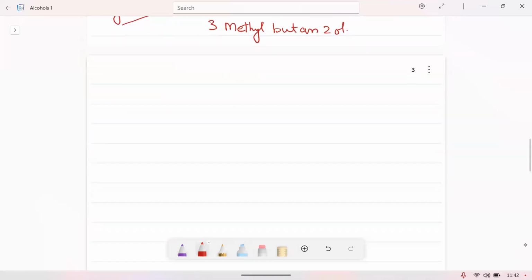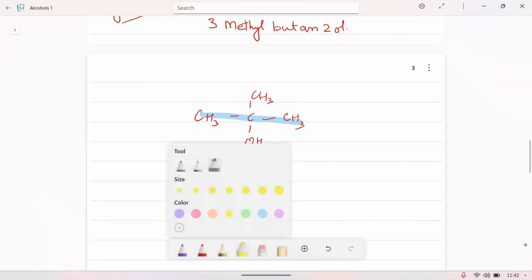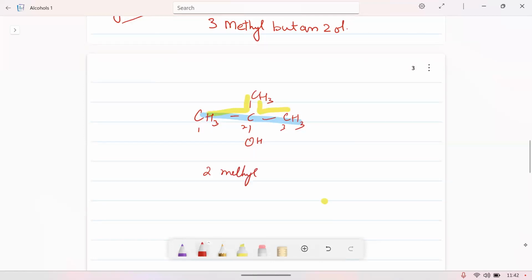Let's try another one. If you have this over here, like this, this is an easier one. You have this as a parent chain. You could have taken this also, you could have taken this also, no problem. Now you will get back to the numbering. So numbering is 1, 2, 3. So this will be 2-methylpropane because of 3 carbon atoms, and 2-ol.